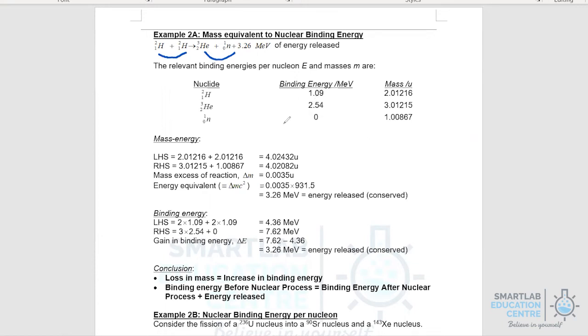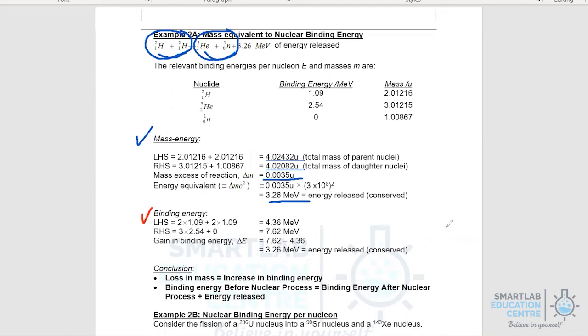There are two ways that we can now calculate that. One approach is via the use of E equals mc squared. We can take the sum of the mass of the daughter nuclei minus the mass of the parent nuclei. In this case, the mass drop is this amount. The mass drop will account for the energy release, and using the formula E equals mc squared, we will arrive at the energy release.